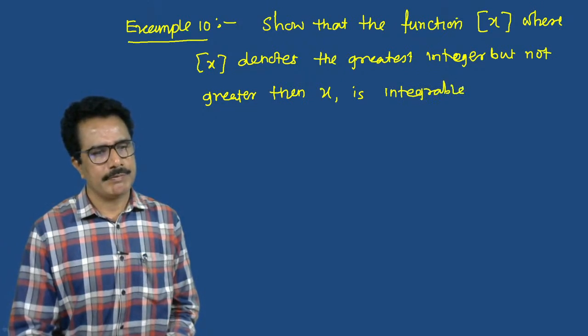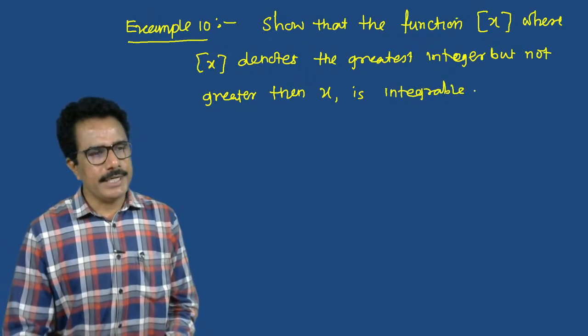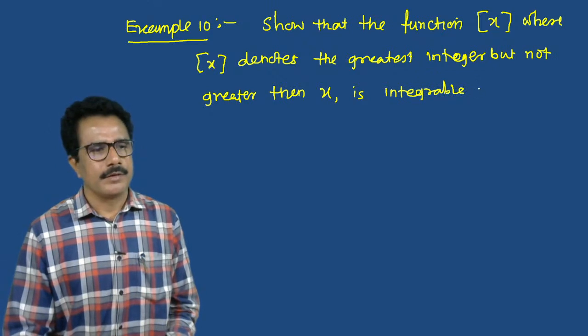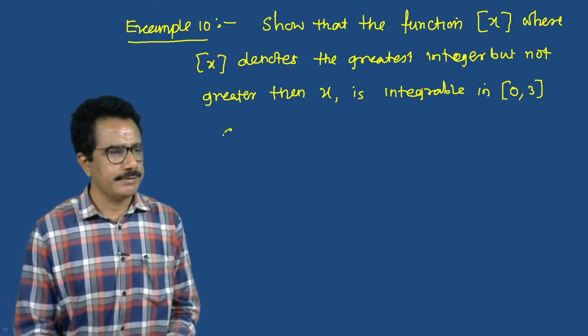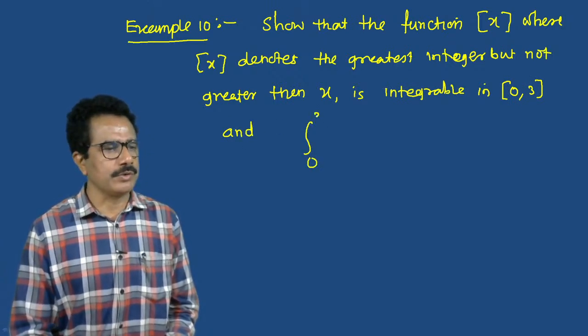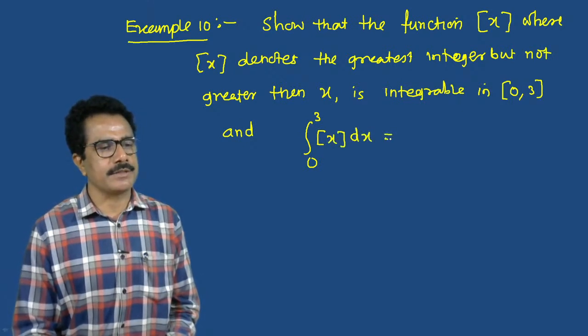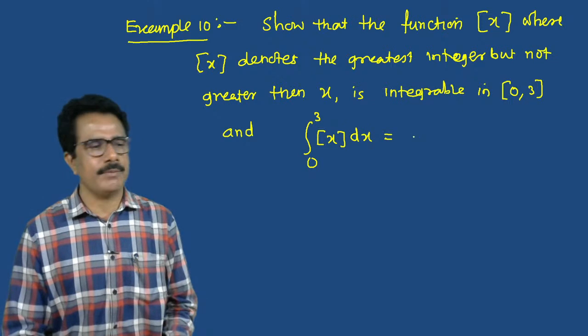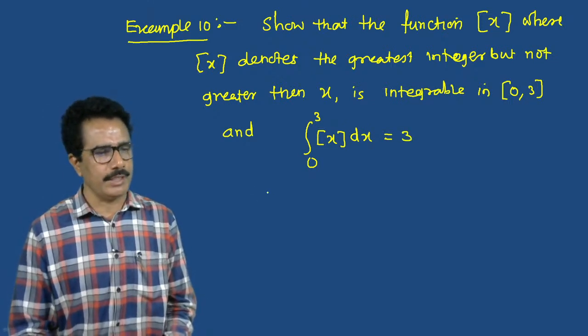integrable on the closed interval 0 to 3, and the integral from 0 to 3 of box x dx, remember, not brackets, it is the box x dx, which is equal to 3.